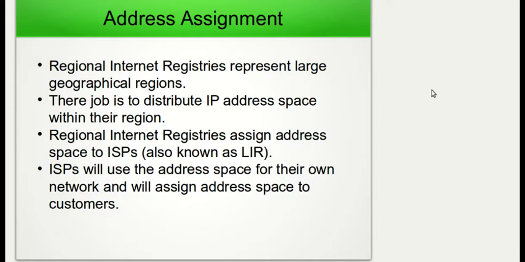Now, once address space has been assigned to an ISP, the ISP will use the address space for their own network, but they'll also assign address space to their customers. A regional internet registry will assign a large block of addresses to an ISP. The ISP uses that block to assign addresses to devices in its own network, but it also assigns global address space to customers that use the ISP for their internet connection.